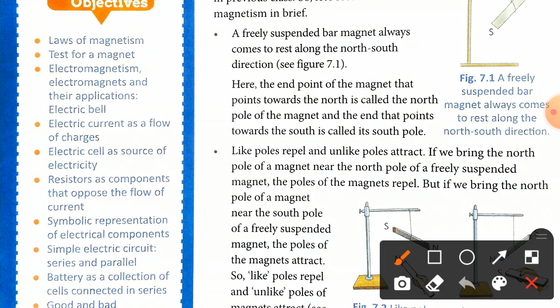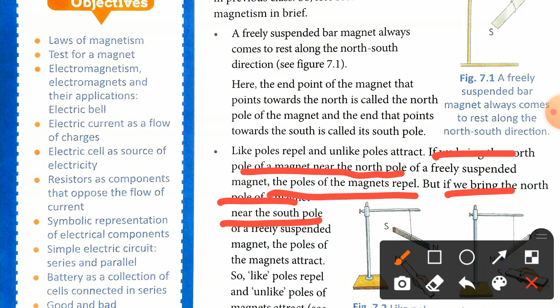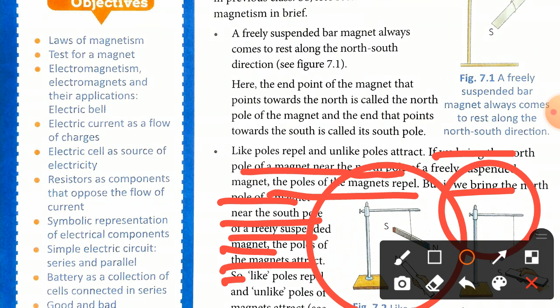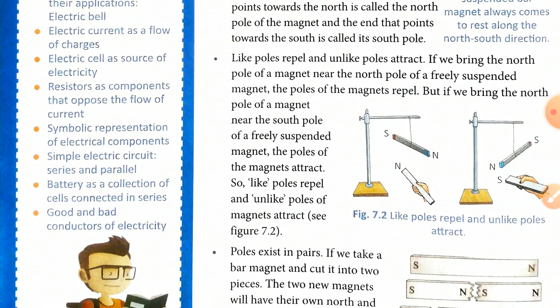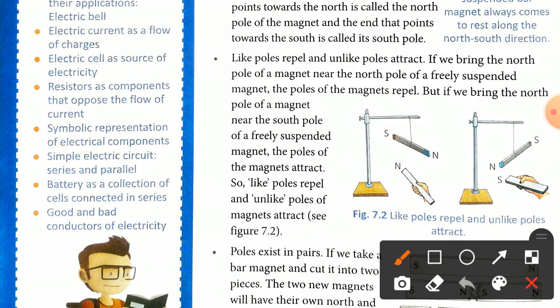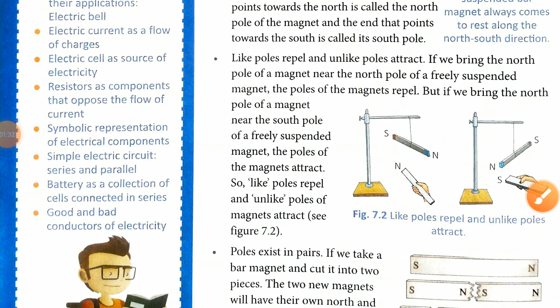The second one, like poles of the magnet repel each other, while unlike poles attract each other. So if we bring the north pole of a magnet near the north pole of a freely suspended magnet, the poles of the magnets repel. But if we bring the north pole of a magnet near the south pole of a freely suspended magnet, then the poles of the magnets attract. So from these experiments, we can say that like poles repel each other and unlike poles attract each other. You can see this experiment number 7.2.